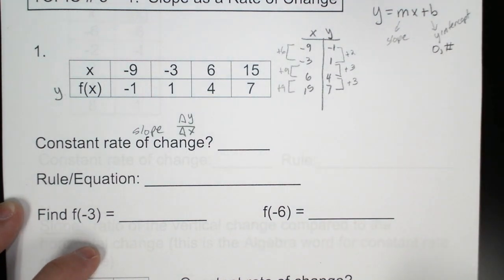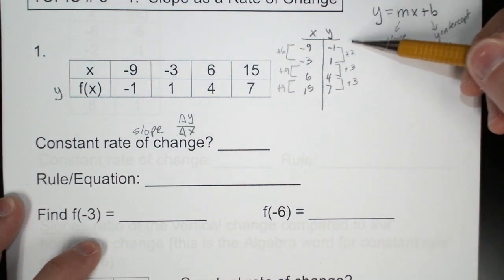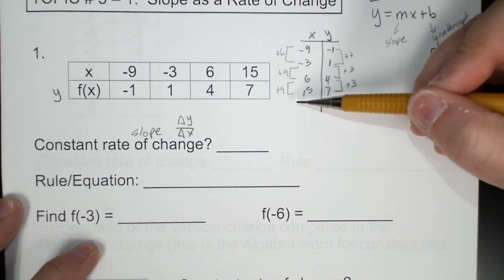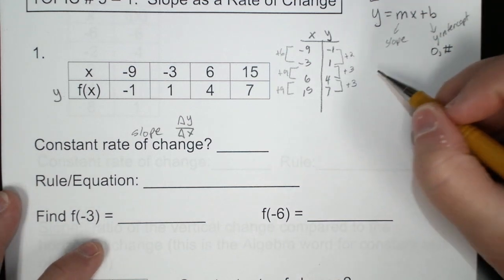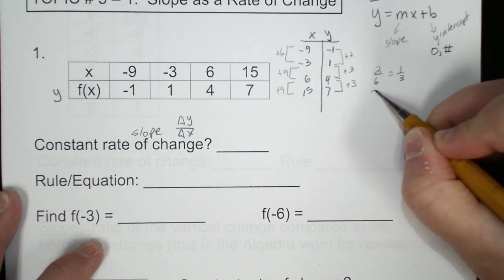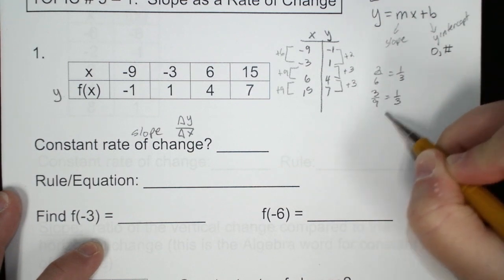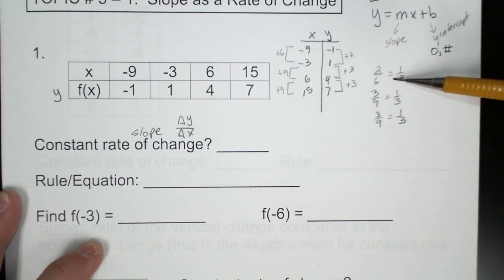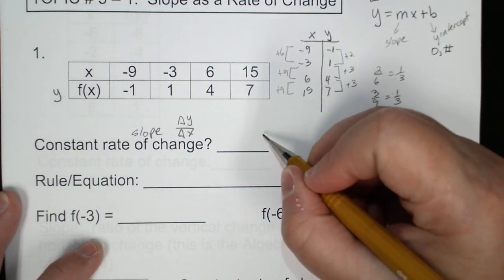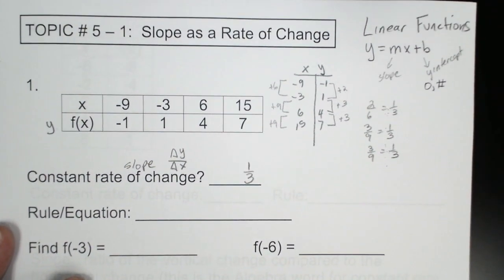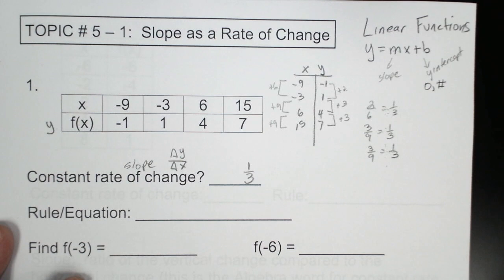And I always start with the y because I need the change of y, and then I do the change of x. And then I'm going to do 2 over 6 is 1/3, 3 over 9 is 1/3, and 3 over 9 is 1/3. They are all the same, so my constant rate of change is 1/3. Okay, in my equation, I just find the m.